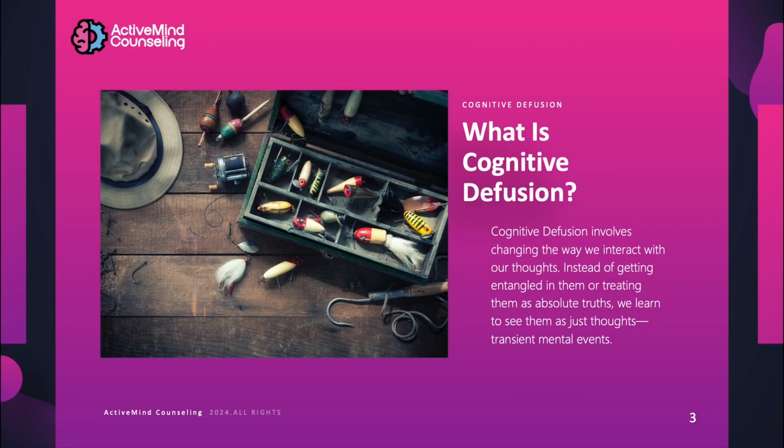Cognitive diffusion involves changing the way we interact with our thoughts. Instead of getting entangled in them or treating them as absolute truths, we learn to see them as just thoughts, transient mental events. When we are hooked by our thoughts and feelings, we are fused to them. Diffusion is a way to unhook.